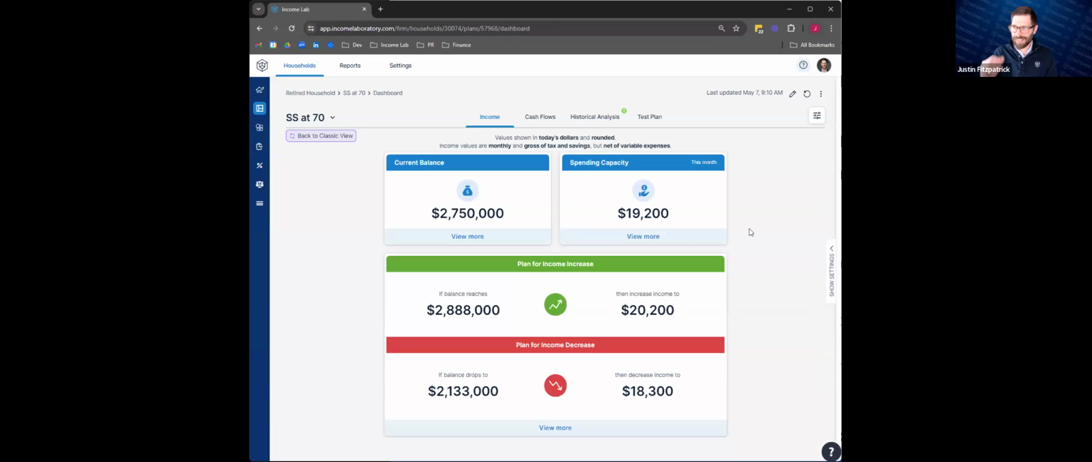But if I added the lake house or added helping the kids with the down payment, the spending capacity would go down. I know we talked about this a little bit, Jason, before. How do you talk with clients about this stage of planning? I know you had some ways to think about it.